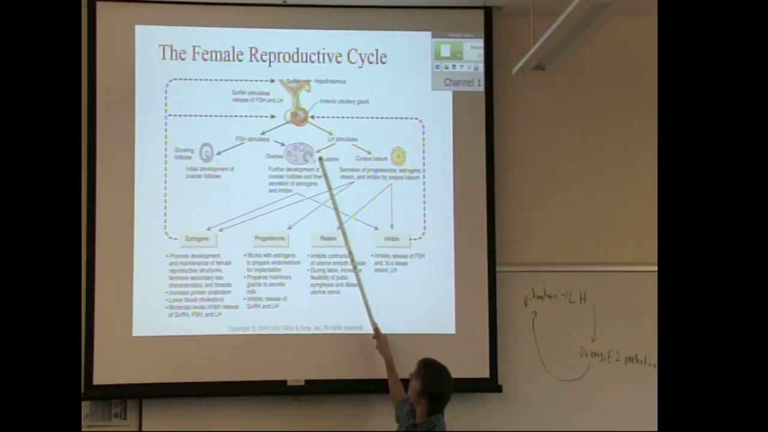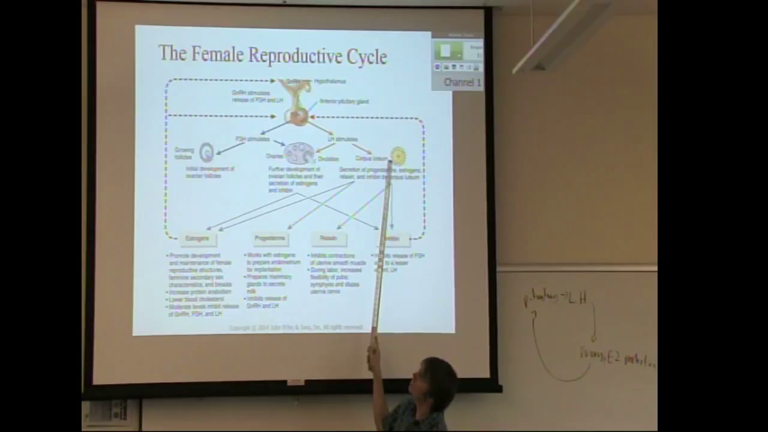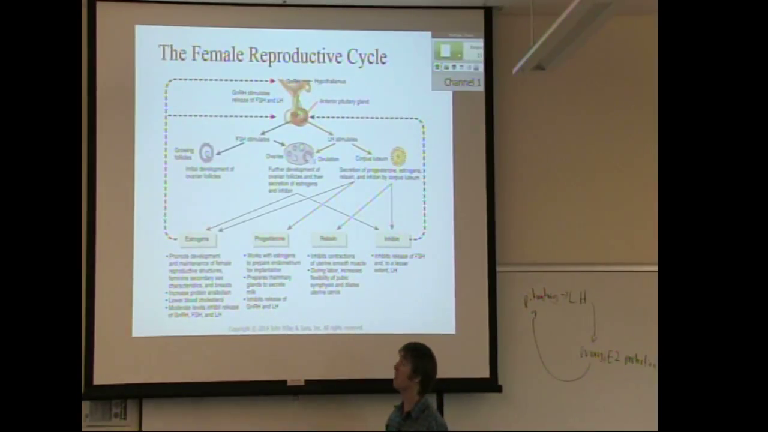LH activates ovulation, and it also tells the corpus luteum to make estrogen and progesterone. It also tells the follicle to make estrogen and progesterone, kind of in that pre-ovulatory phase when they're rising. So LH, just like in men, what did LH do in men? Increases testosterone production. Same idea in women, it's increasing production of those other hormones at the ovary.